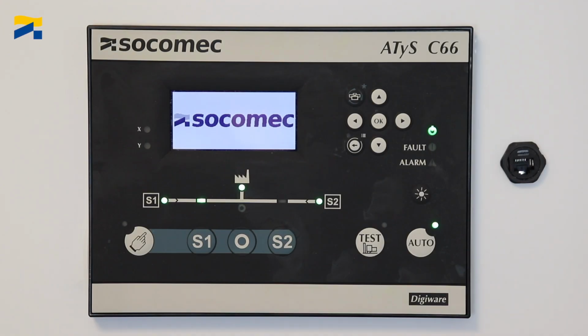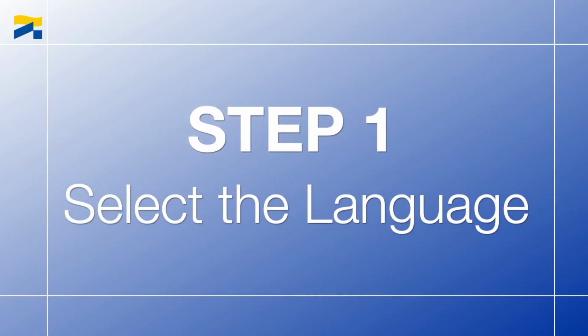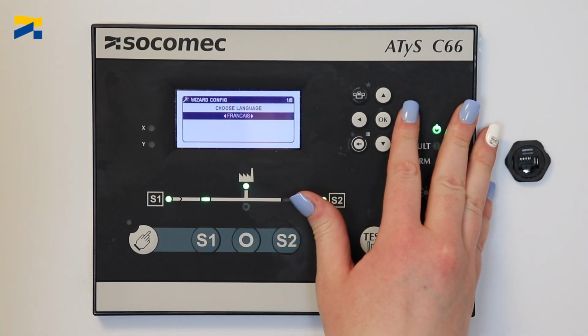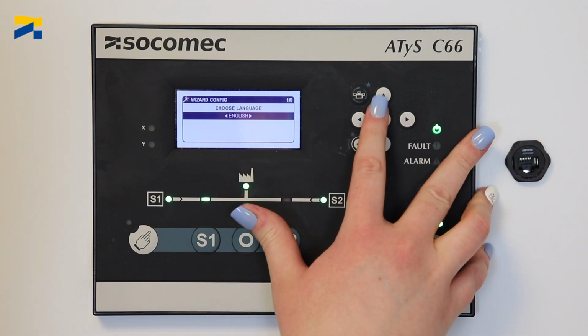At the first power-up of the controller, it will automatically start in manual mode, and the Smart Wizard will appear to guide the user through the main configuration parameters. Step 1. In the first step, you will have the option to select the language. There are 3 options available: English, French, and Spanish. For our purposes, we will select English.